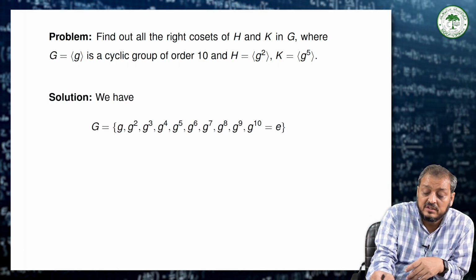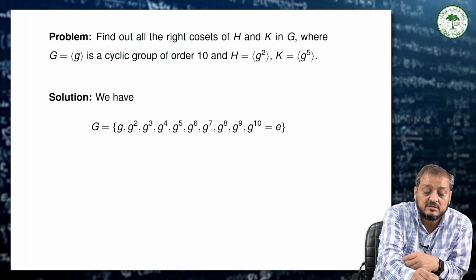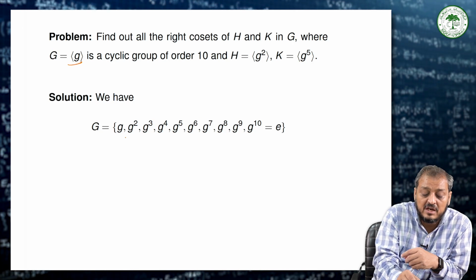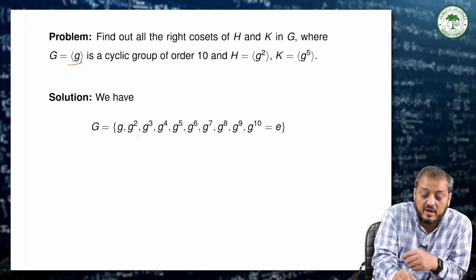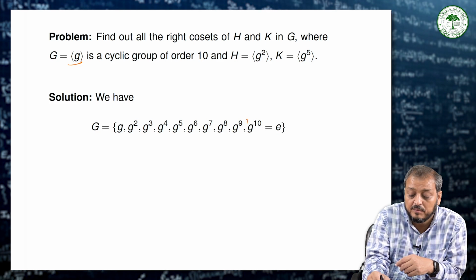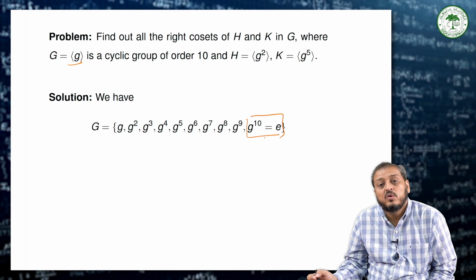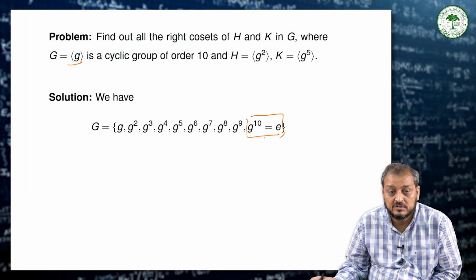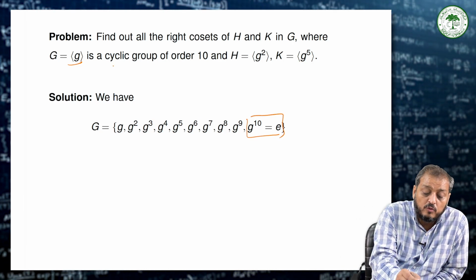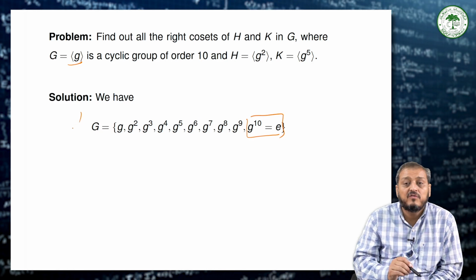So G is generated by g. The elements of G are g, g squared, g to the power 3, and so on, up to g to the power 10, which is the identity. Since G is a cyclic group generated by g, G is of this form.